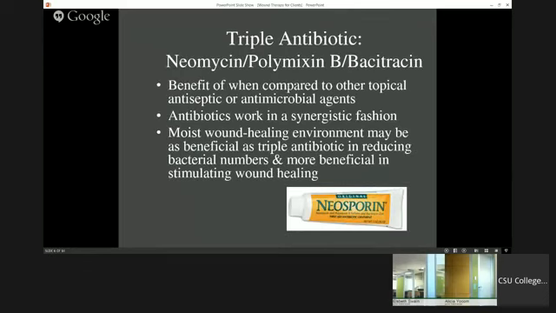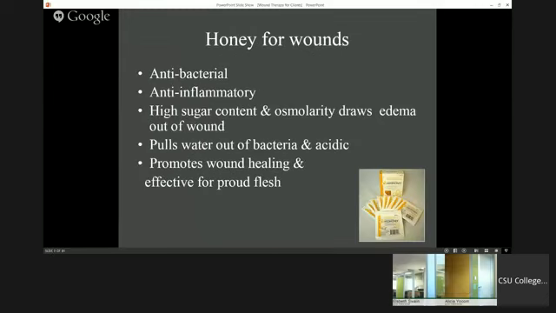One ointment most commonly used that we recommend is triple antibiotic ointment. It has neomycin, polymyxin B, and bacitracin in it. There's a huge benefit of this medication compared to other topical antiseptics. The antibiotics work in a synergistic fashion, so they basically feed off of each other. One of the big things in wound therapy is keeping the environment moist. This one product reduces bacterial numbers and is more beneficial than the others in stimulating wound healing. So at this point, we're either looking at using Neosporin or the silver for a topical wound dressing.